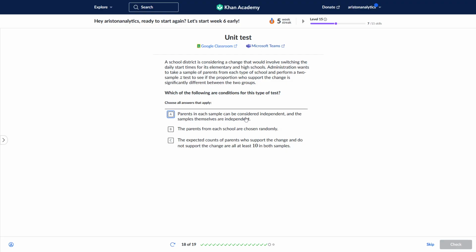Which of the following are conditions for this type of test? Two sample z-test. To see if the proportion who support the change is significantly different between the two groups, okay? Needs to be chosen randomly. Oh wait, hold on.